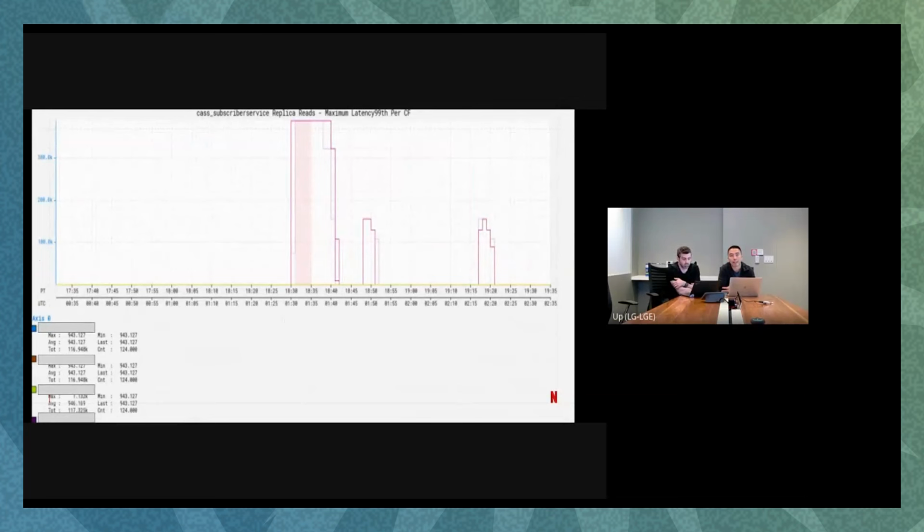So yeah, this is still the same incident, and it gives you another view of the replica read latency due to the bad partitions. As you can see, even after we failed over the traffic from the application layer to another region, from the Cassandra point of view, the replica read latency is still high, and it lasts for a few hours, which is unacceptable for Cassandra.